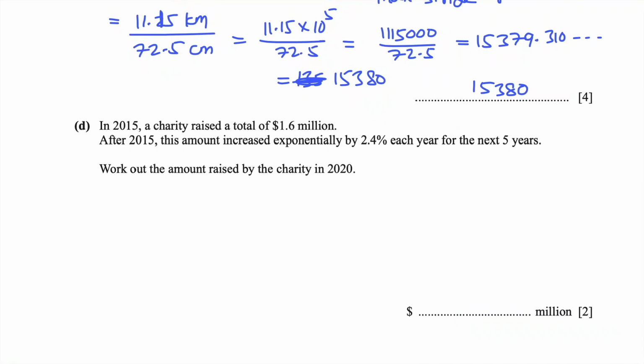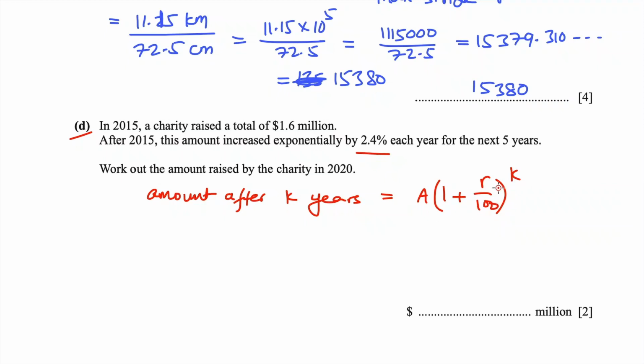Okay, so let us go to question D. In 2015, a charity raised a total of $1.6 million. After 2015, this amount increased exponentially by 2.4% each year for the next 5 years. Work out the amount raised by the charity. So the amount after k years, if it increases exponentially, is equal to a into (1 plus r by 100) to the power k. Here a is equal to 1.6 million, r is equal to 2.4%, and k is equal to 5 years.